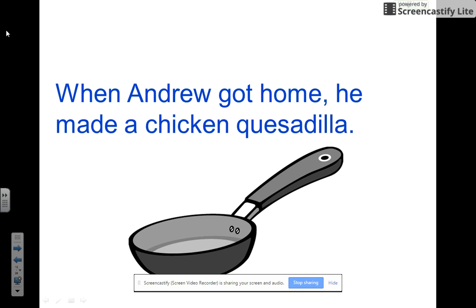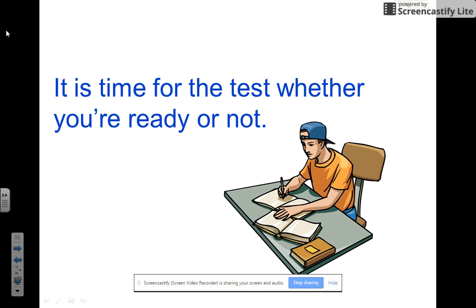If we take a look at an entire sentence, and if we say when Andrew got home, he made a chicken quesadilla, notice how when Andrew got home, if I just pull that out, and most times these two clauses are separated by a comma, so it makes it easy. But if I was to pull this out, this would be a dependent clause. It depends on he made a chicken quesadilla. When is what makes that portion of the sentence a dependent clause.